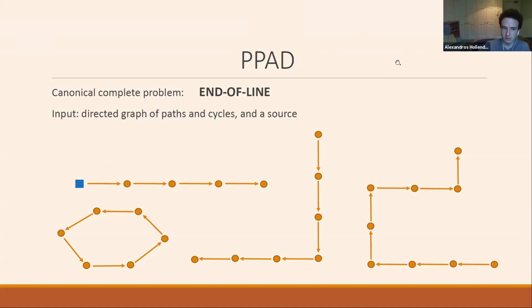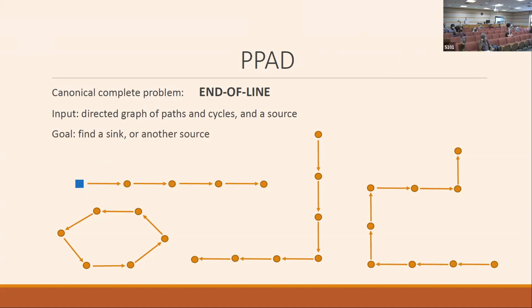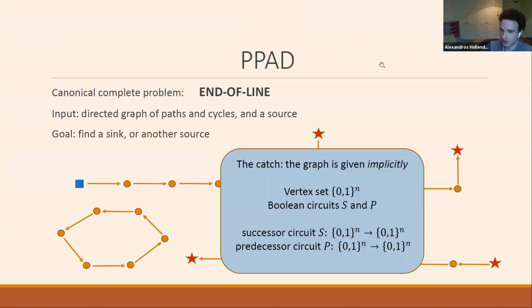And what is the goal? The goal is to find... It's an exponentially large graph. Yes, yes, exactly. That's the catch. I'll get to that in a second. And so the goal is to find a sink of the graph or another source. So any of those red stars are valid solutions. Of course, this problem would be easy if you were just given the graph explicitly in the input. So there is a catch. And the catch is that the graph is given to you implicitly.